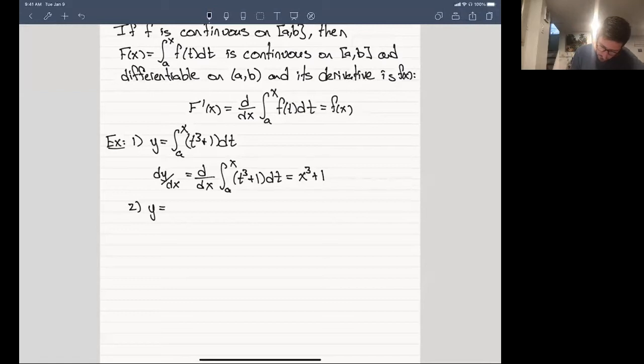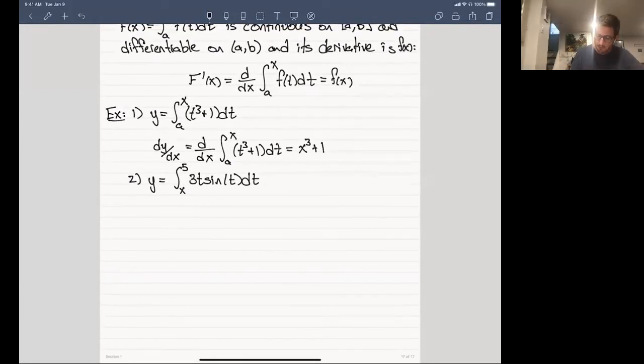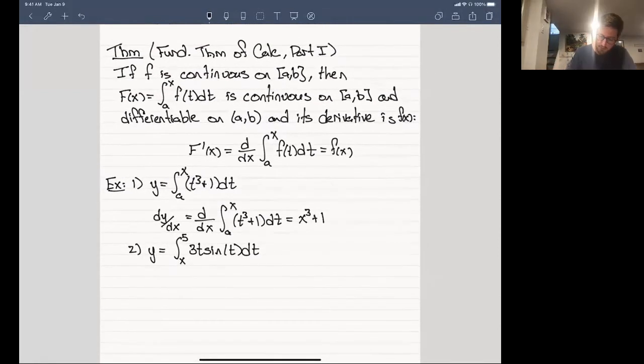Okay, let's look at another one. Let's say y is equal to the integral from x to 5 of 3t sine of t. Okay, well, we want to take a derivative of this thing, but the first thing that you can see is that this isn't exactly in the form that we would have expected, right? Because if you think about the capital F of x that's given here, the variable x has to be at the top. It is the top bound of integration, not the bottom.